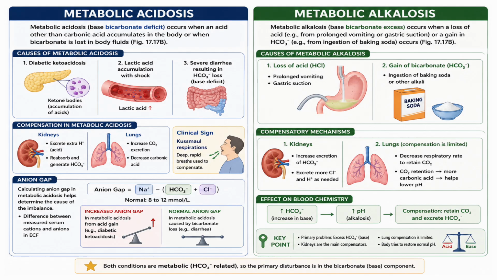However, respiratory compensation is limited because the body still needs to maintain adequate oxygen, right? We can't just keep holding in that CO2, because your body still needs to oxygenate. And so the lungs are very limited at what they can do and how long they can do it. So the key takeaway here is basically that metabolic imbalances are driven by changes in bicarb, just like we talked about respiratory, right? We said respiratory imbalances are driven by CO2. Metabolic imbalances are driven by bicarb. And the body compensates by using both respiratory and renal mechanisms to restore the normal pH.